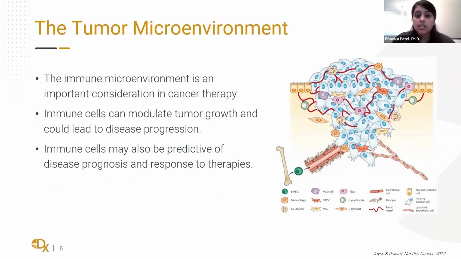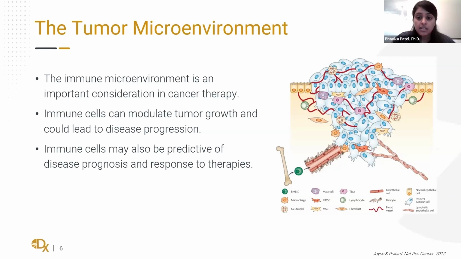Immune cells are a significant component of the tumor microenvironment and can either suppress tumor growth or promote it. Immune cells may also be predictive of disease prognosis, as well as provide guidance on how patients may react to certain therapies. Within the tumor, immune cells can be divided into two groups: tumor antagonizing and promoting, both of which play roles in how a tumor progresses.